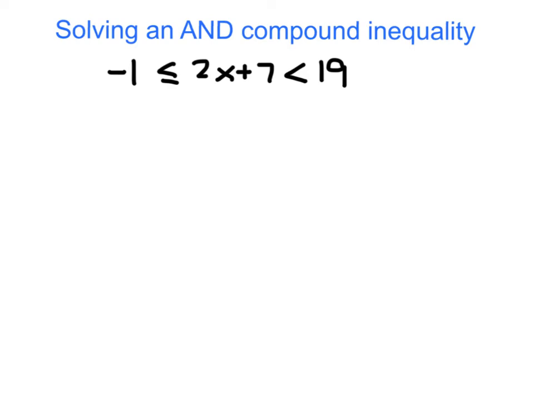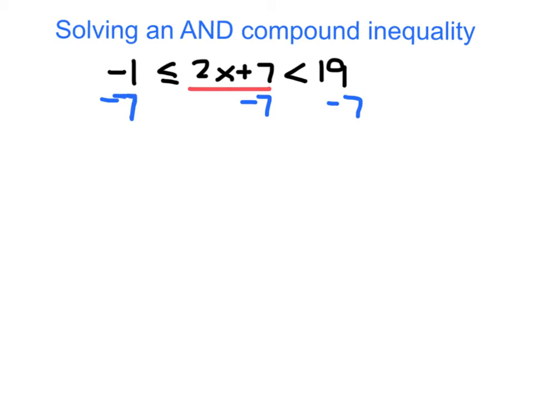Now solving an AND compound inequality is a little bit different because you're kind of working from the inside out. You're dealing with two inequalities at the same time, but we're going to focus and make this like our main piece. Okay? We're trying to get this x by itself. So just like any equation, my first step would be to get rid of this 7. So I know I need to subtract 7. I'm going to have to subtract 7 from each side of these inequalities.